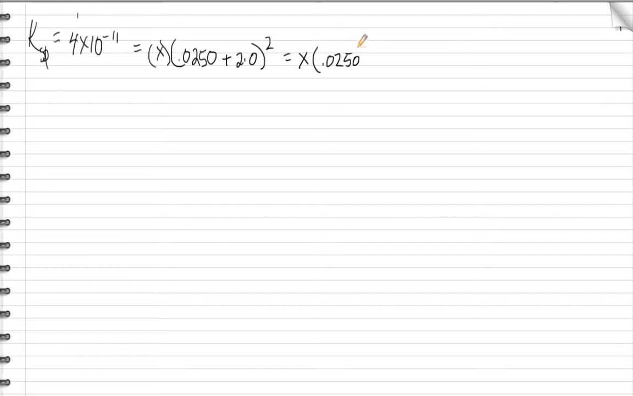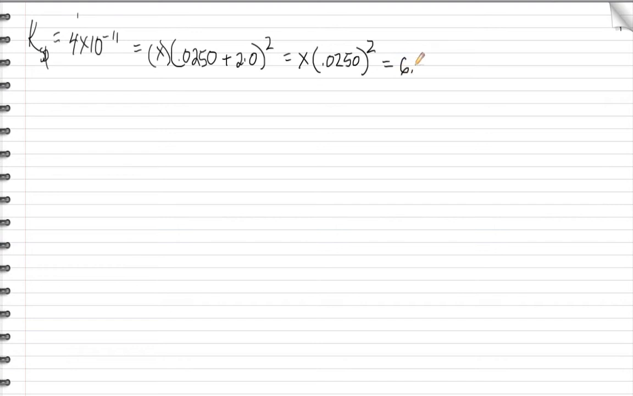So Ksp, I told you I looked it up before, 4 times 10 to the negative 11th. And I said I'm going to try to ignore that x. Not the x that's the calcium, but the x that is the fluoride that results from the dissociation of the calcium fluoride, right? So that's 2x plus 0.0250, and then I square it. So I'm going to just say, I think that's x times 0.0250 squared.